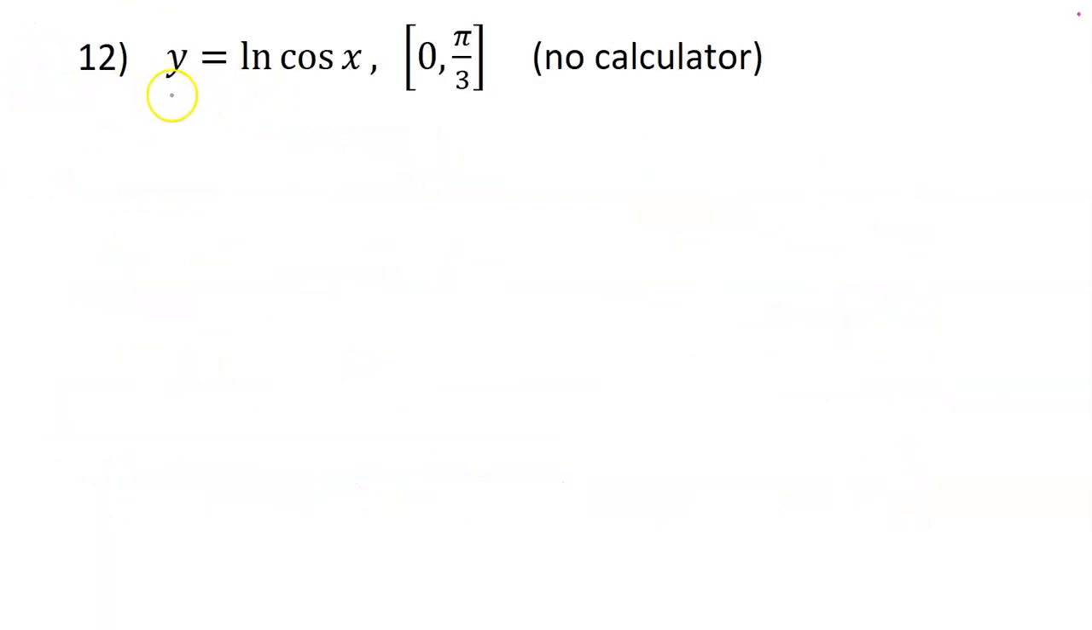Number 12. The first step is to find the derivative. Think of this as natural log u. So y prime will equal 1 over u. But because of the chain rule, we have to multiply by the derivative of the inner function. The derivative of cosine is negative sine. So y prime is equal to negative sine over cosine, which is equal to negative tangent.